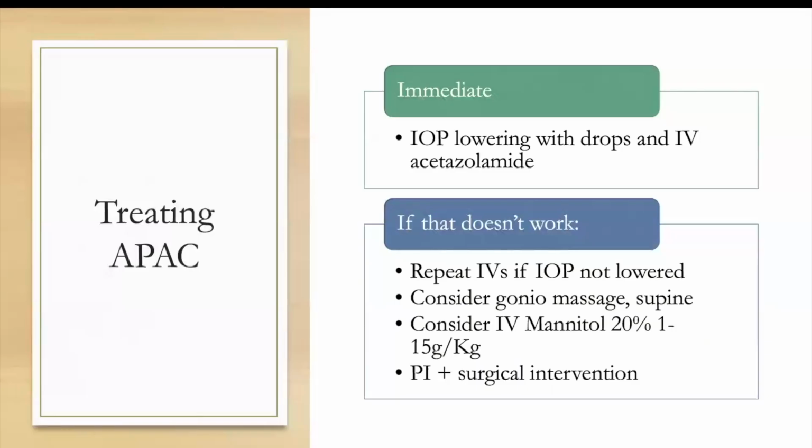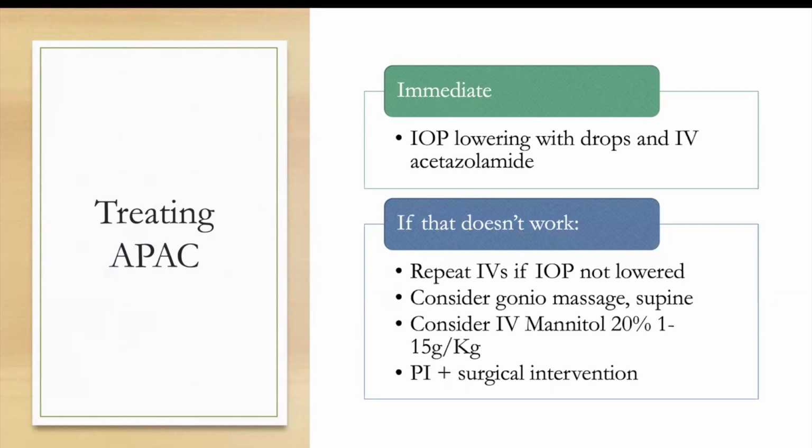So immediately, you're going to lower their IOP with drops and IV acetazolamide. And those drops are going to be a mix of things like beta blockers, your sympathomimetics, or something like apraclonidine, steroids. You're going to consider giving some pilocarpine, especially to the other eye if you're thinking that this patient is going to get PIs. And then you're going to give them IV acetazolamide. So give them the 500 milligram stat, just check what their renal function is doing, and try to lower that IOP.